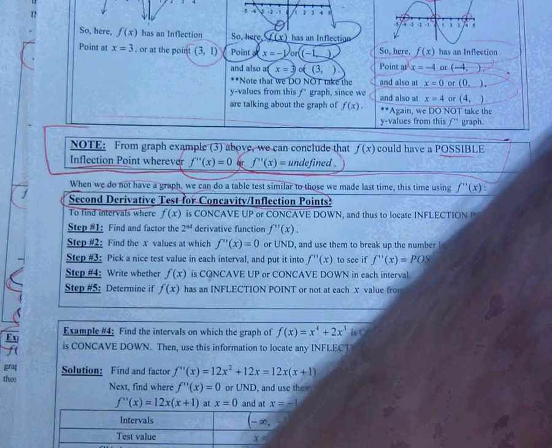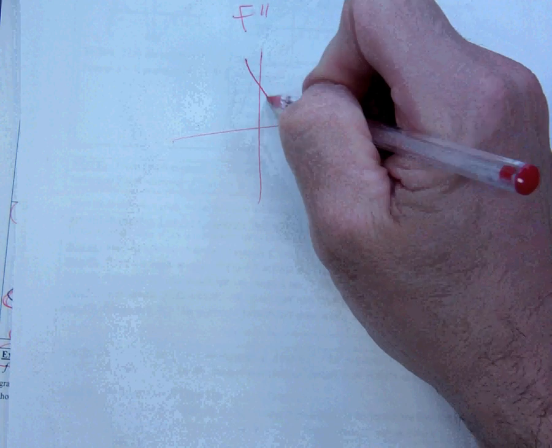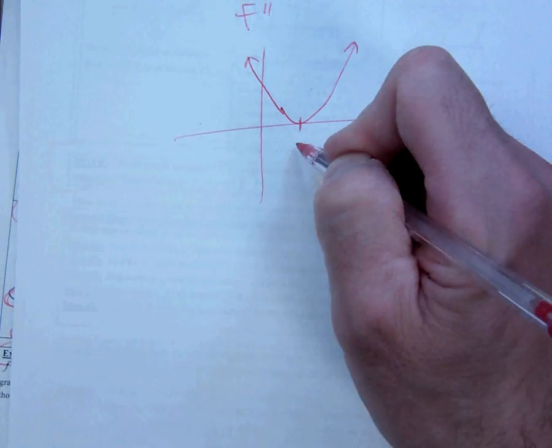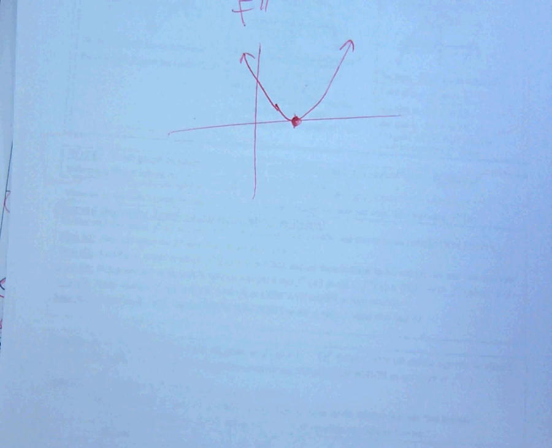Let me give you an example. What if this was a graph of F double prime? Isn't F double prime 0 right here? But do I have an inflection point on F? No. Why would I not have an inflection point on F?